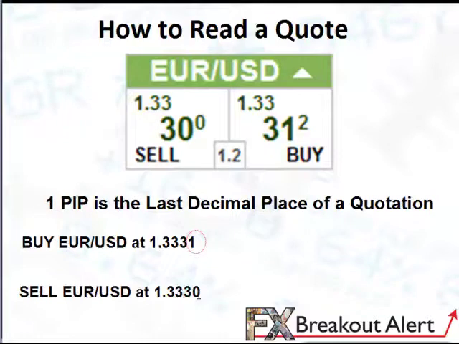In the Forex market, we use pips to measure the movements of the currency pairs, and one pip is the last decimal place of a quotation. In this case, is this last number here. So if I buy the euro USD at 1.3331 and the pair moves to 1.3332, I made one pip of profit.